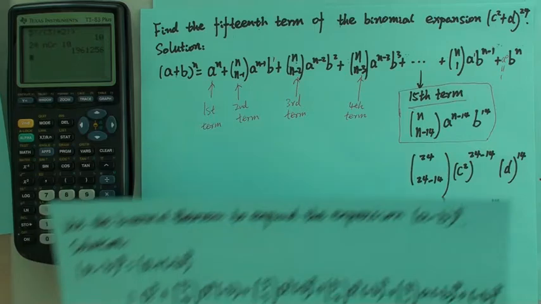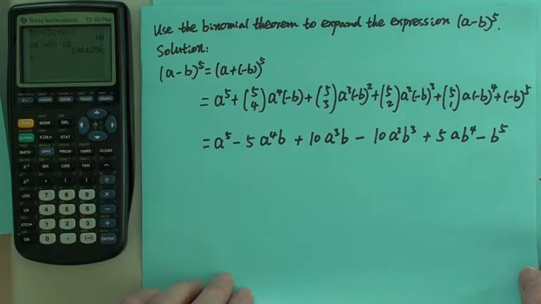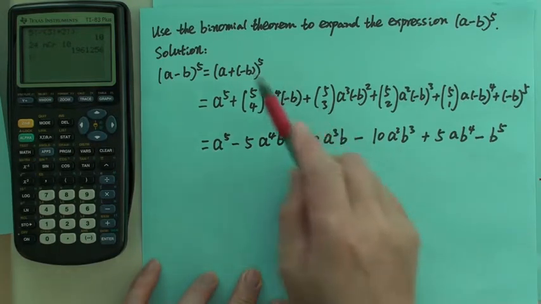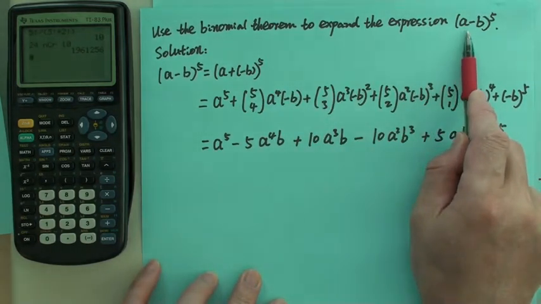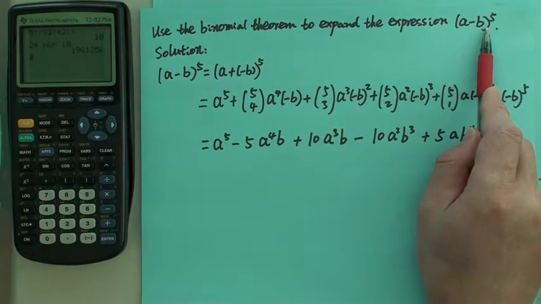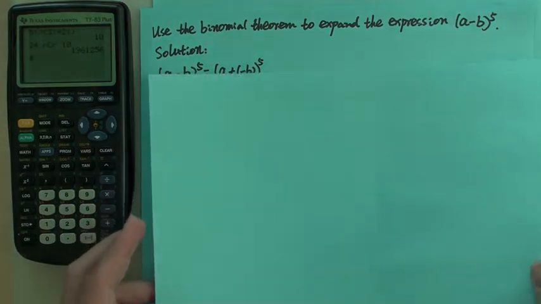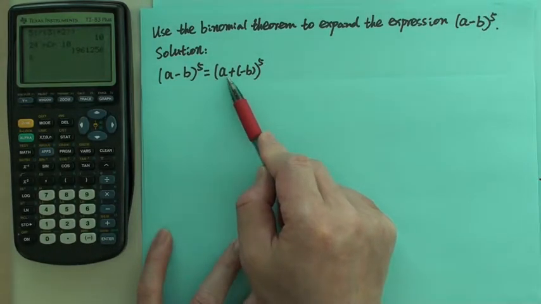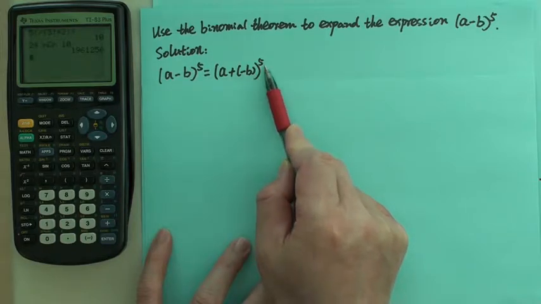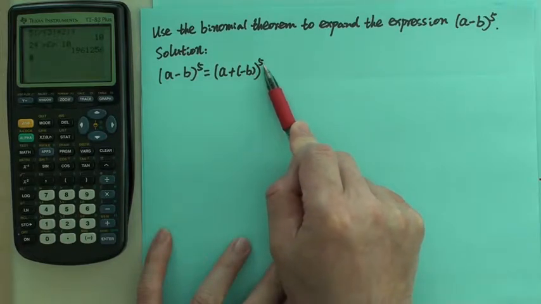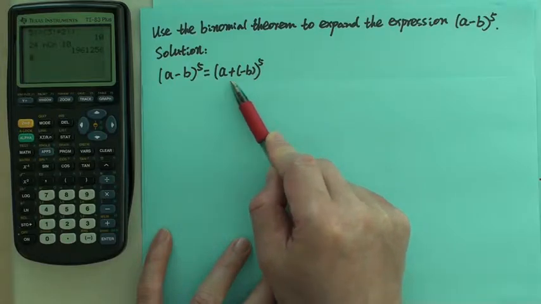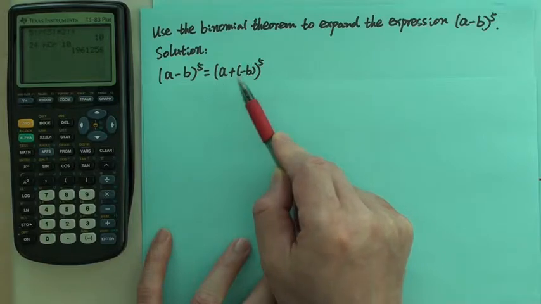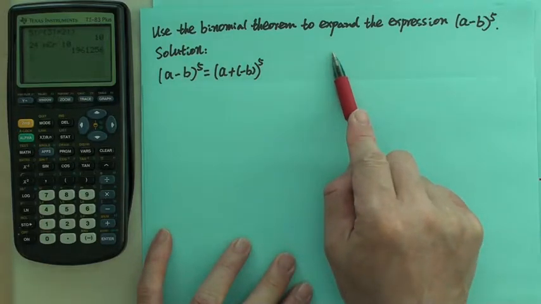Let's see the second example right here. The second example is: use the binomial theorem to expand (a minus b) to the 5th. You may write (a minus b) to the 5th equals (a plus negative b) to the 5th, because the binomial theorem we derived only works for the positive. And then you can write negative b in this way, so it is going to work for the negative also.